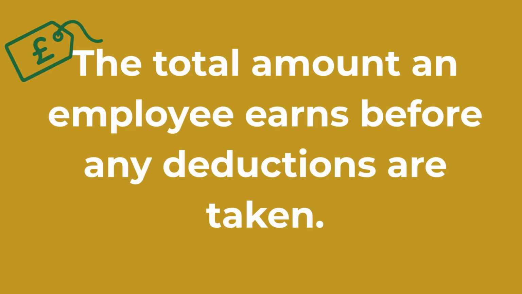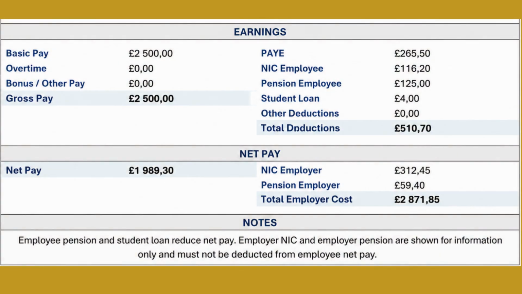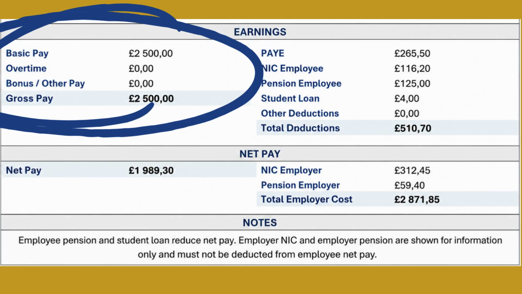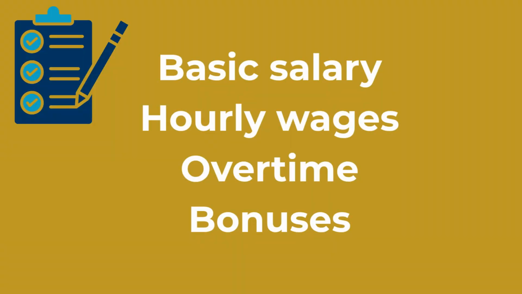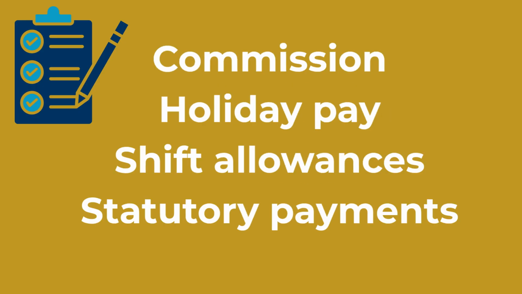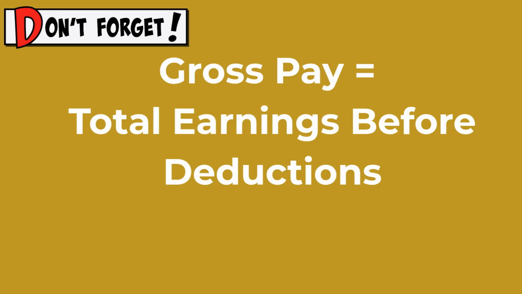Gross pay is the total amount an employee earns before any deductions are taken. Think of gross pay as the employee's total earnings for that period. Depending on the employee, gross pay may include basic salary, hourly wages, perhaps overtime, bonuses, commission, holiday pay, shift allowances, or statutory payments. So everything the employee has earned added together calculates gross pay. A simple way to remember it is: gross pay equals total earnings before deductions.